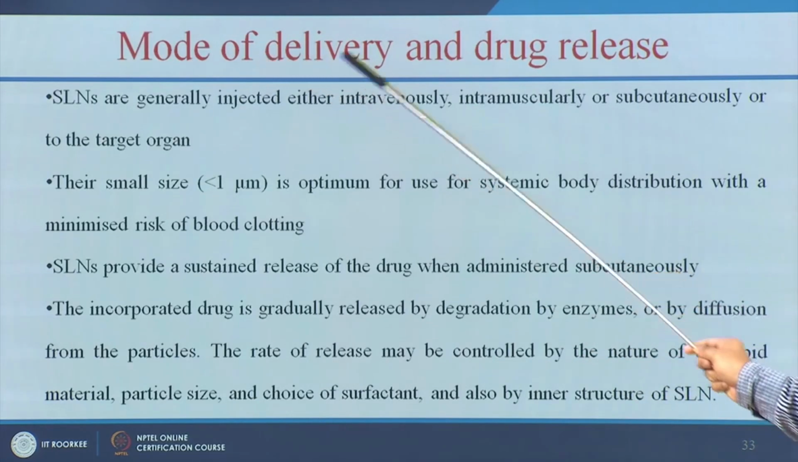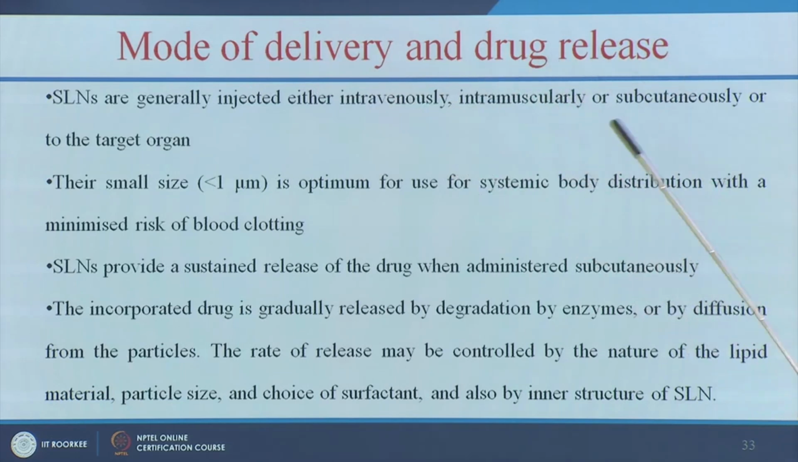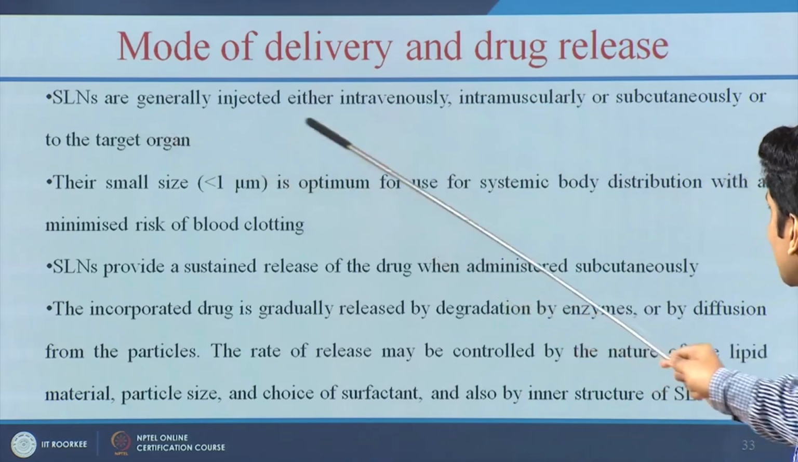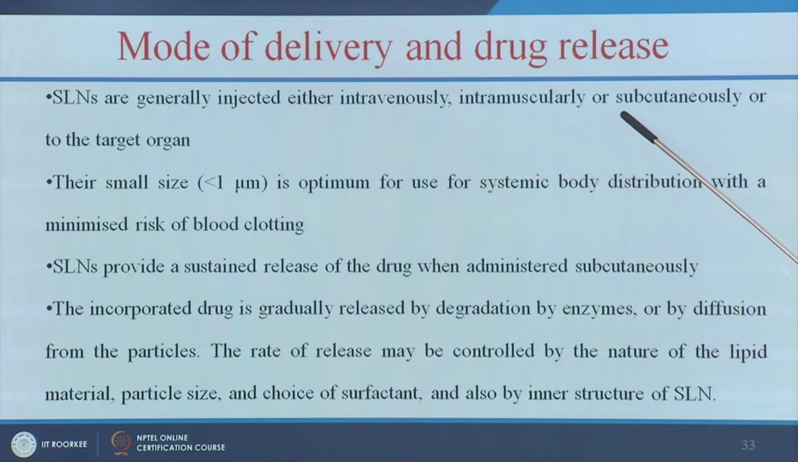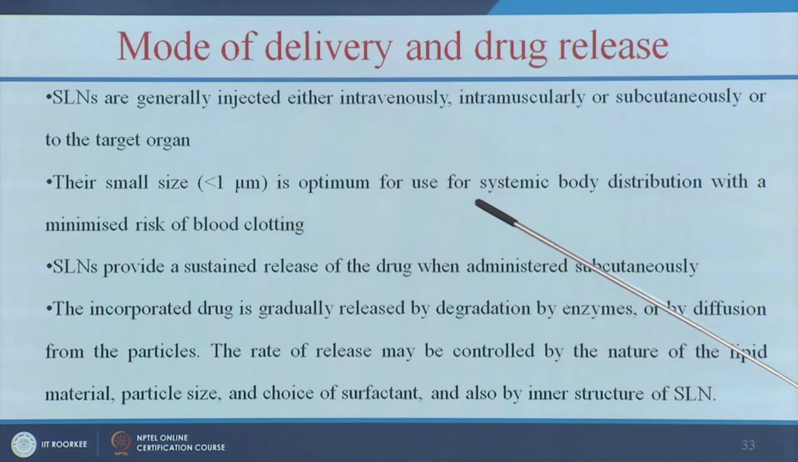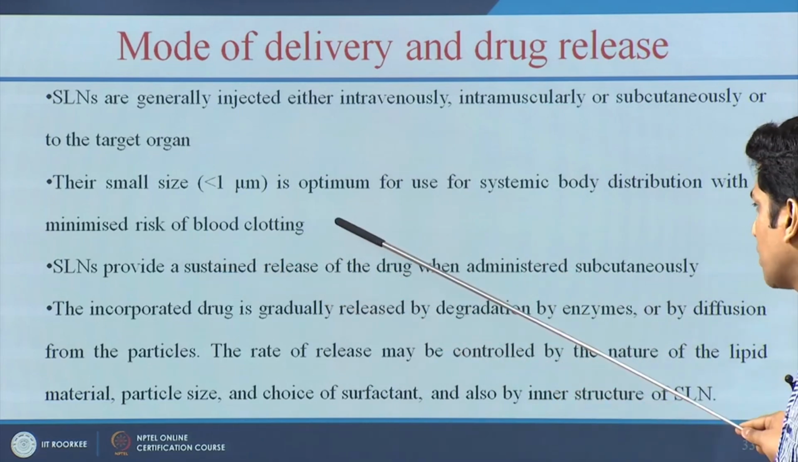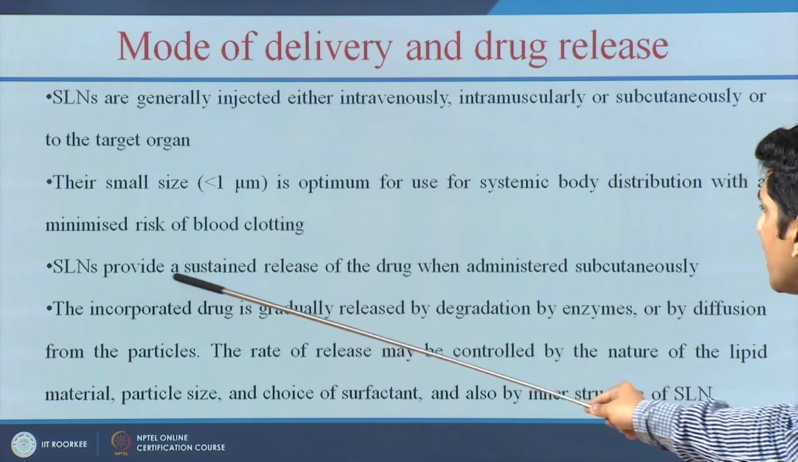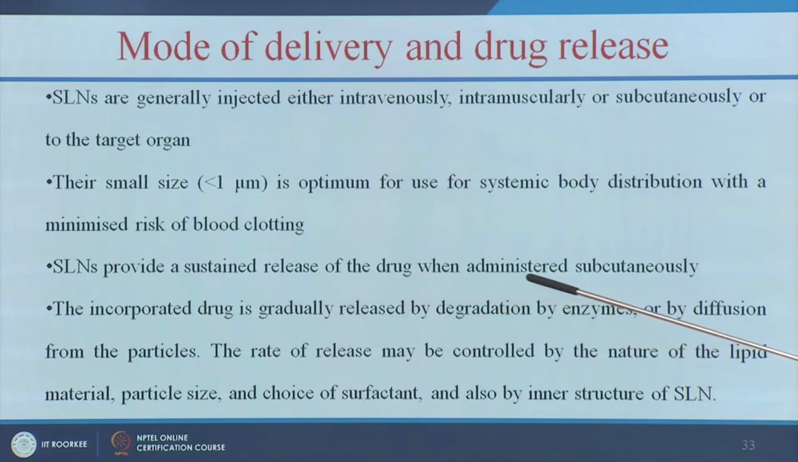So, let us see the mode of delivery and drug release of SLN. Here SLNs are generally injected either intravenously or intramuscularly to target the organ. Due to the small size, they can be useful for systemic body distribution with minimized risk of blood clotting, okay. And SLN provide a sustained release of drug when administered subcutaneously.